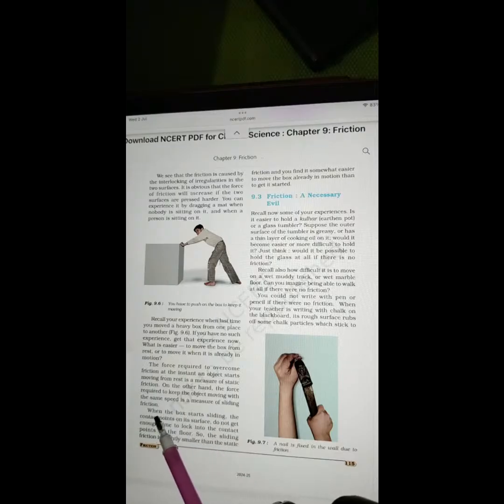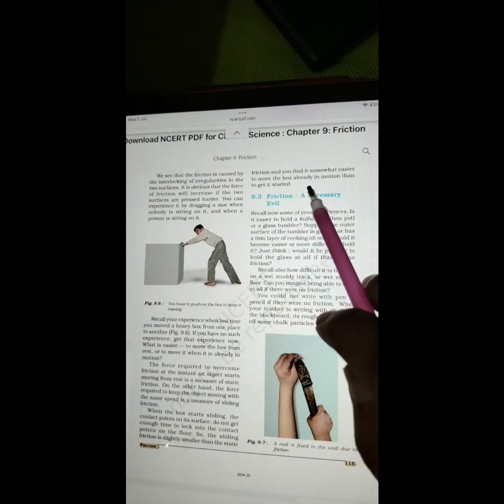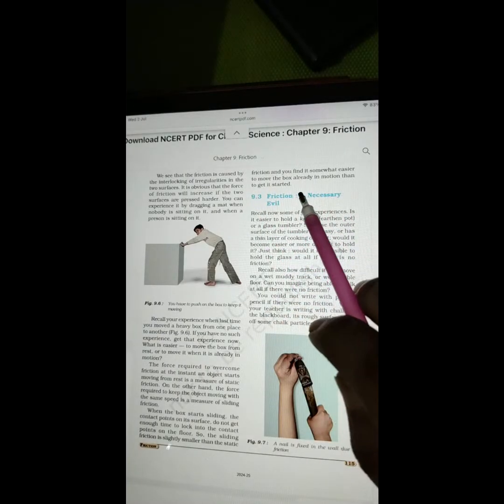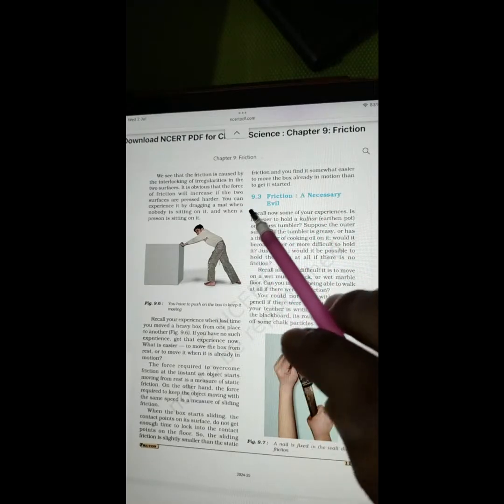of sliding friction. When the box starts sliding, the contact points on its surface do not get enough time to lock into the contact points on the floor. So the sliding friction is slightly smaller than the static friction, and you find it somewhat easier to move the box already in motion than to get it started.